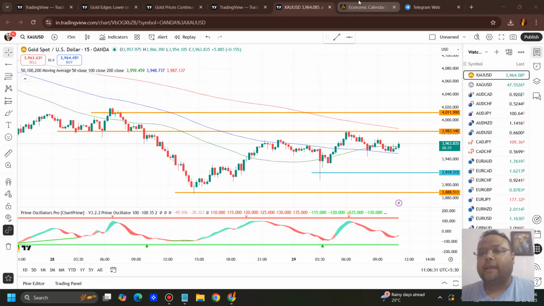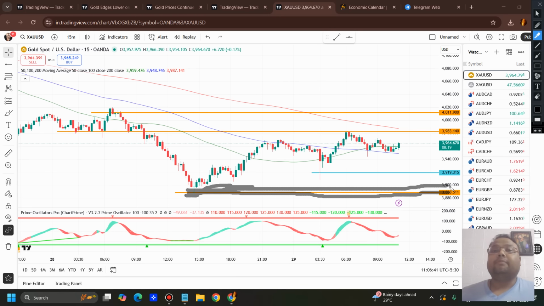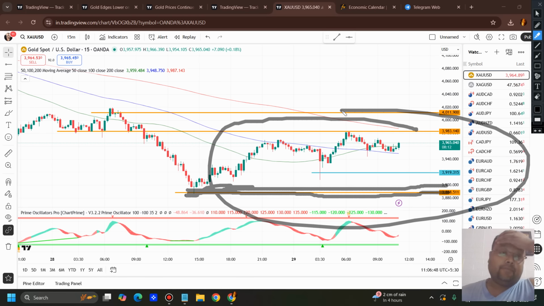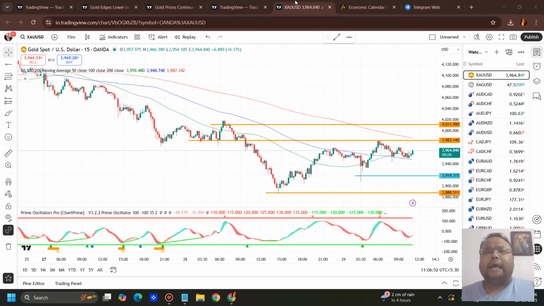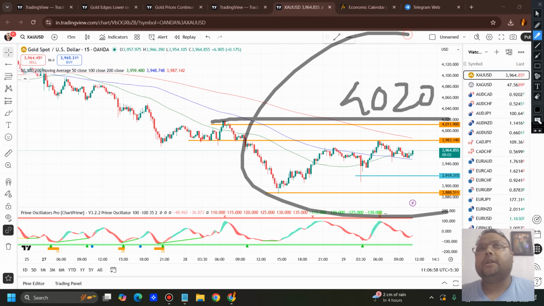At the bottom, around the low made by the market at 3892, 3888, we can look for some support, but the chances of the market coming to this level before the US session are very low. As long as the market is trading like this, we do not have clarity, and it's better not to trade at all. For the upside to continue, we need to go above 4020.